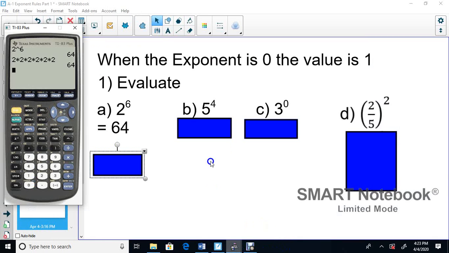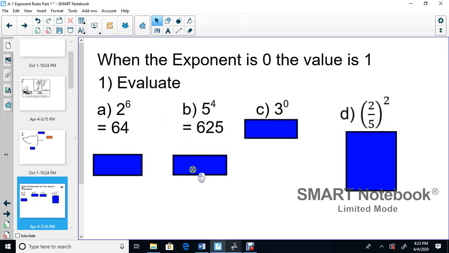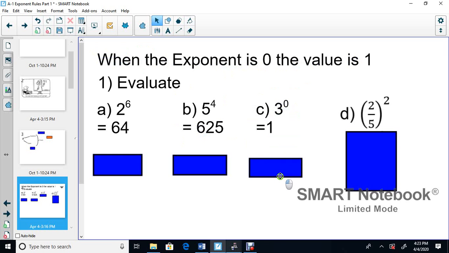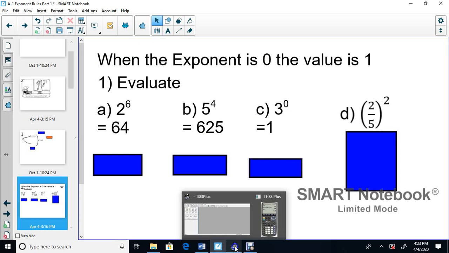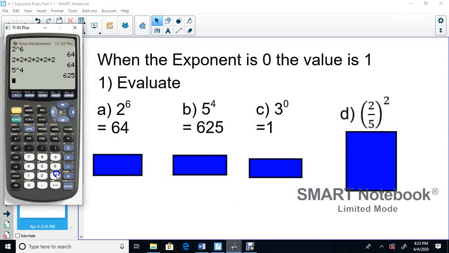The next answer, 5 to the power of 4. Just hit enter, 625. So here it's 625. Or you can go 5 times 5 times 5 times 5, doing it 4 times. Next, 3 to the power of 0. Look, when the exponent is 0, the value is 1. I didn't have to use a calculator, but if I wanted to, 3 to the power of 0, and you get 1.